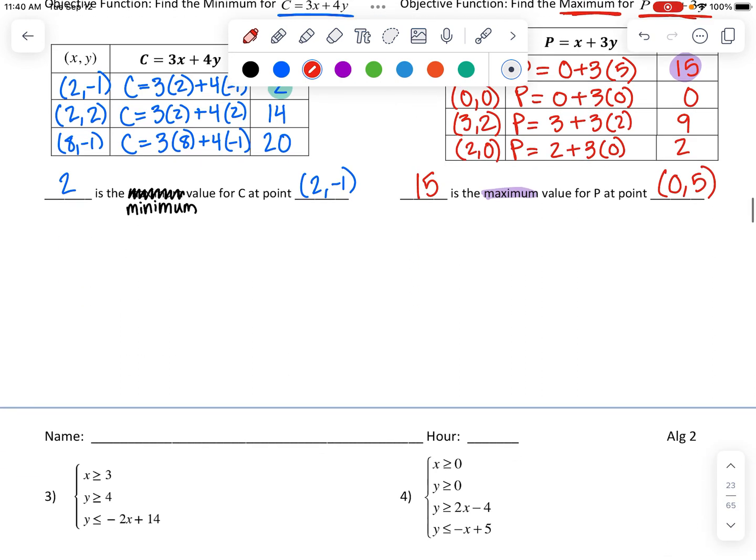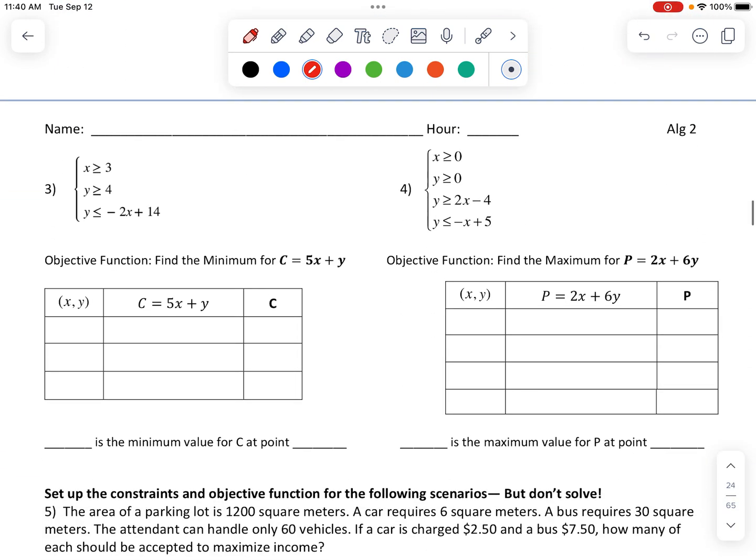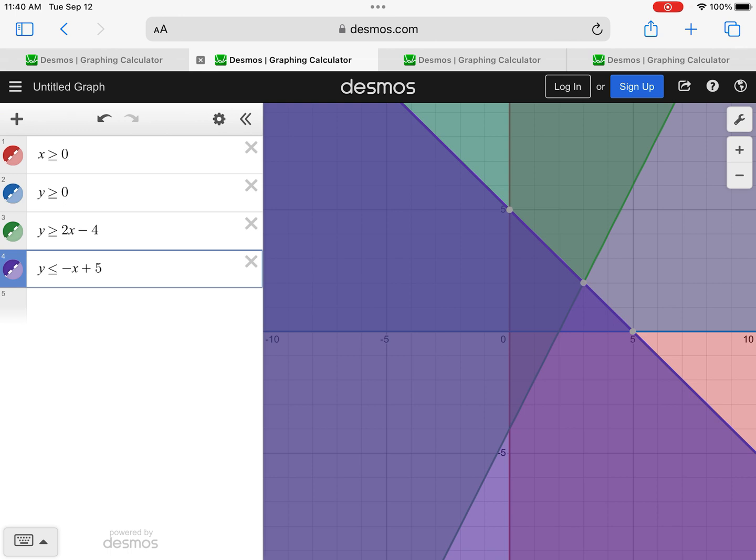Okay, let's keep going. We have some more constraints with our linear inequalities here. X is greater than or equal to 3, y is greater than or equal to 4, and y is less than or equal to negative 2x plus 14. We're going to graph, find our vertices, and then search for our minimum on this one.